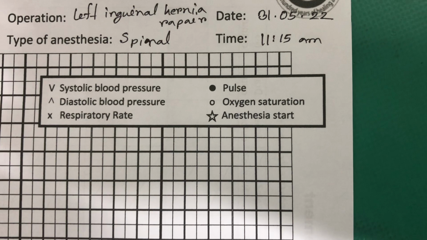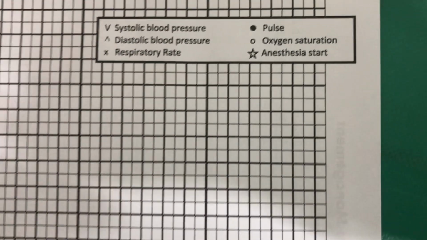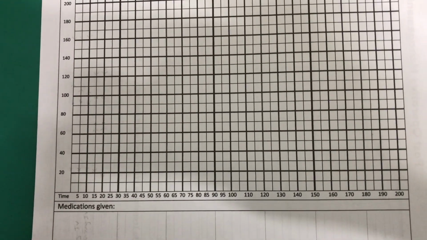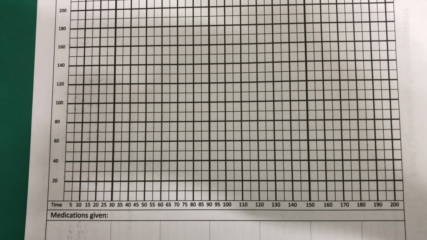Specifically, there are arrowheads pointing downward and upward for systolic and diastolic blood pressure, an X for the respiratory rate, a dot for pulse, a circle for oxygen saturation, and a star to indicate the start of anesthesia. These symbols are used on this chart.